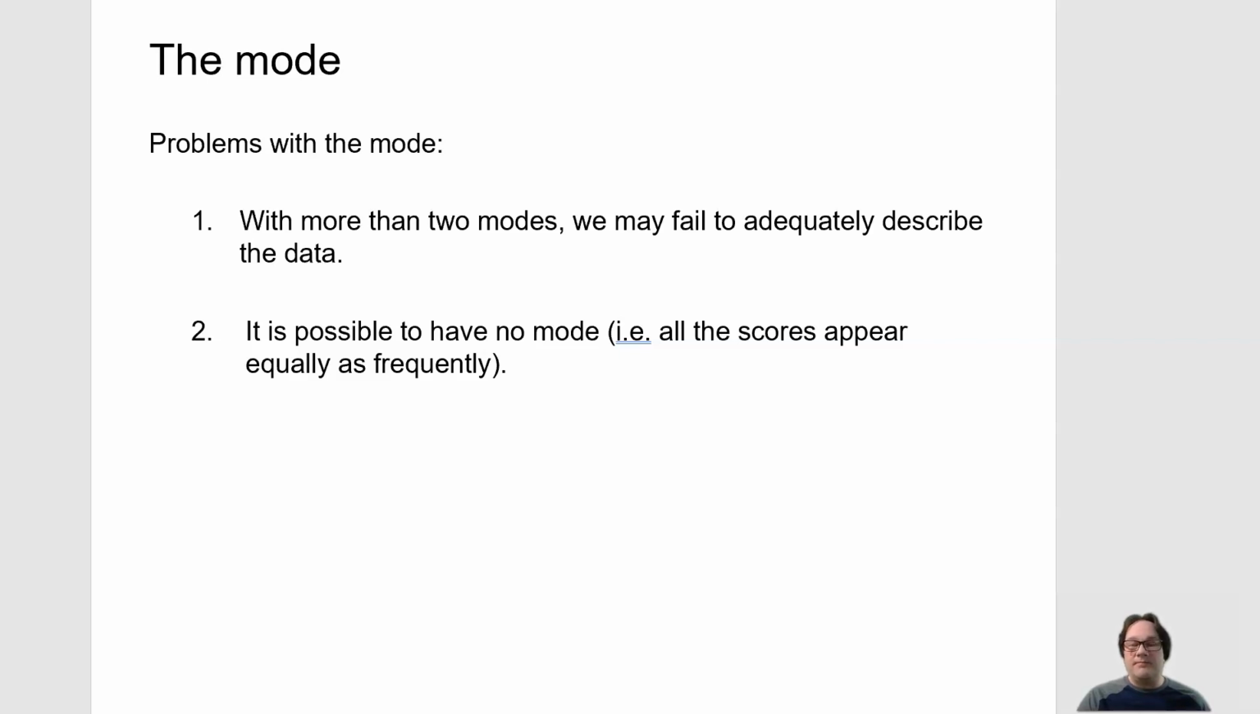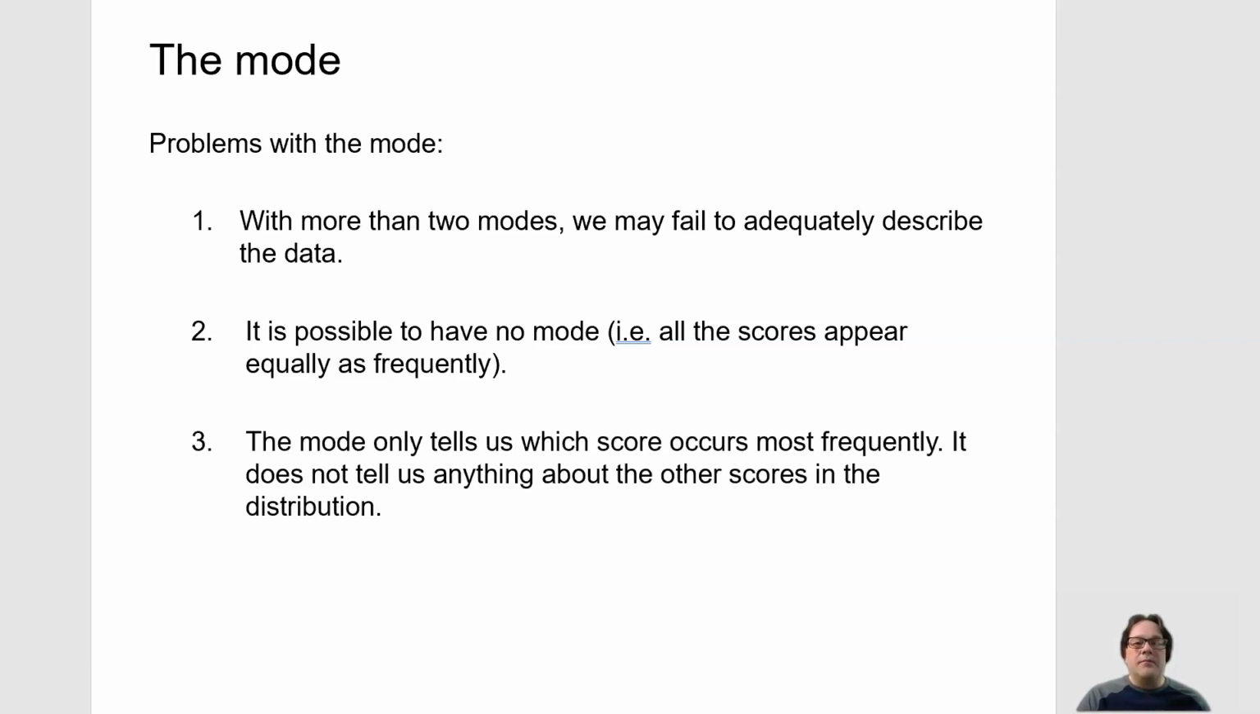Also, it's possible to have no mode. In other words, there might be no score that is more frequent than others. You literally might have a distribution of values that occur all at the same frequency. Third, the mode only tells us which score occurs most frequently. It doesn't tell us anything about any of the other scores that are in that distribution.